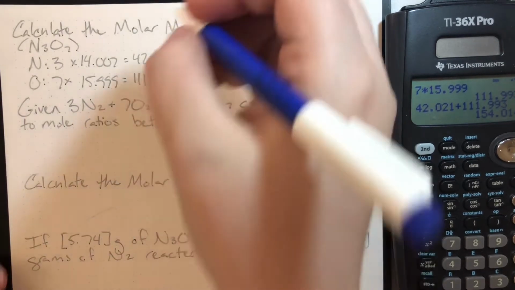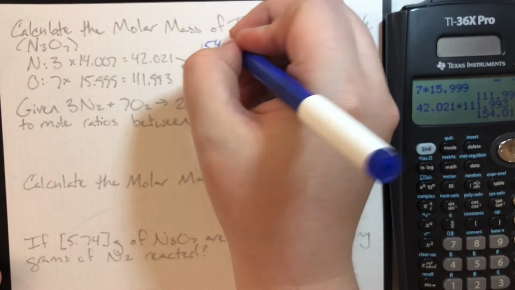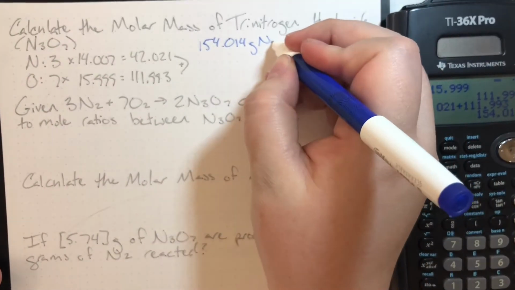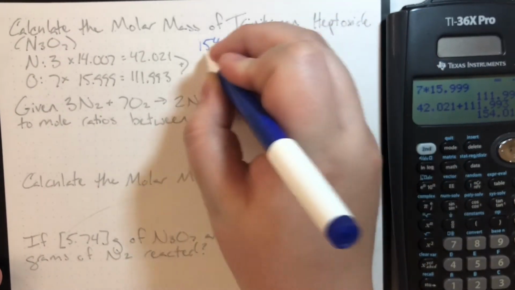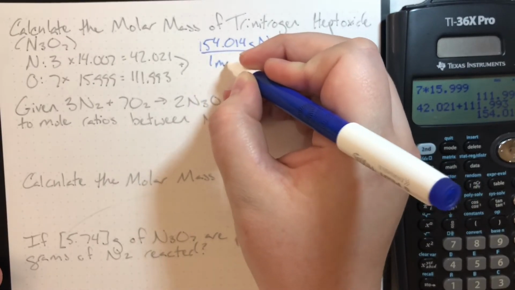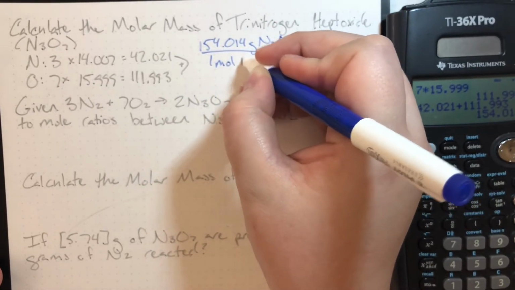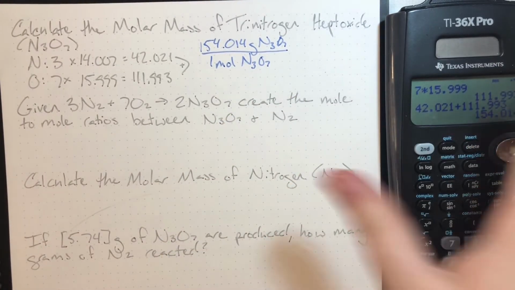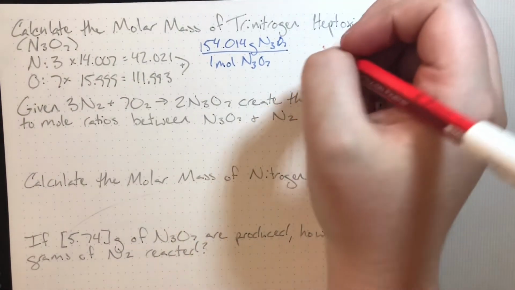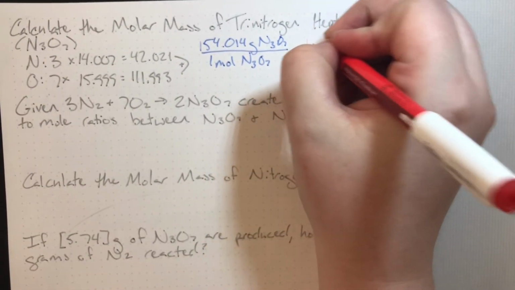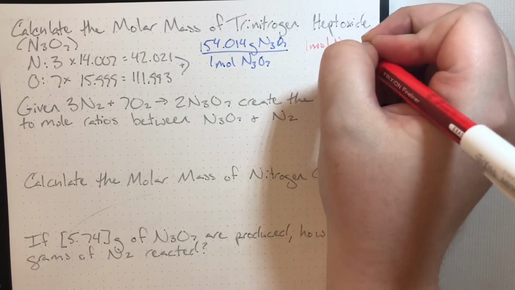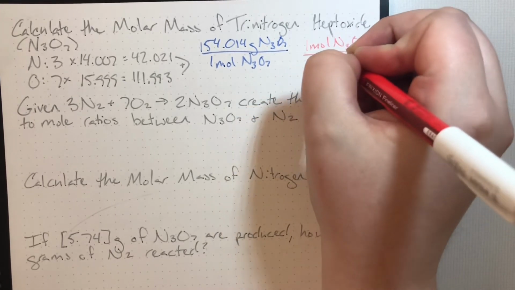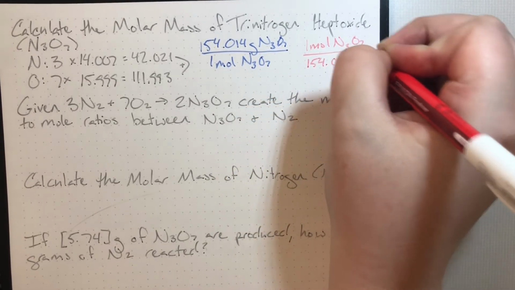I get 154.014 grams of trinitrogen heptoxide for every 1 mole of trinitrogen heptoxide. Since this is a conversion factor, I'm going to go ahead and flip it just in case I need it in the other direction. So I will say for every 1 mole of trinitrogen heptoxide, I have 154.014 grams of trinitrogen heptoxide.